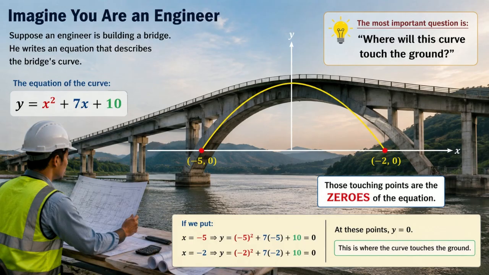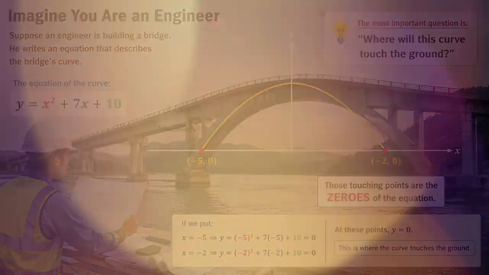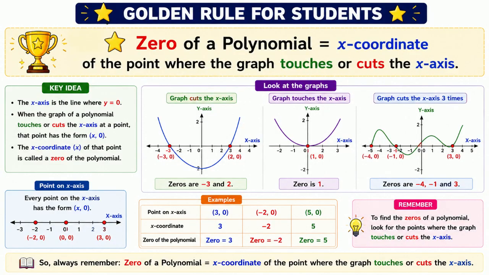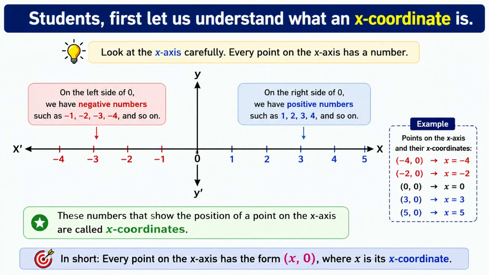Imagine you are an engineer. Suppose an engineer is building a bridge. He writes an equation that describes the bridge's curve. The most important question is, where will this curve touch the ground? Those touching points are zeros of the equation. Golden rule for students. Zero of a polynomial equals the x coordinate of the point where the graph touches or cuts the x-axis. Now the point is, what is an x coordinate? Student, first let us understand what an x coordinate is.